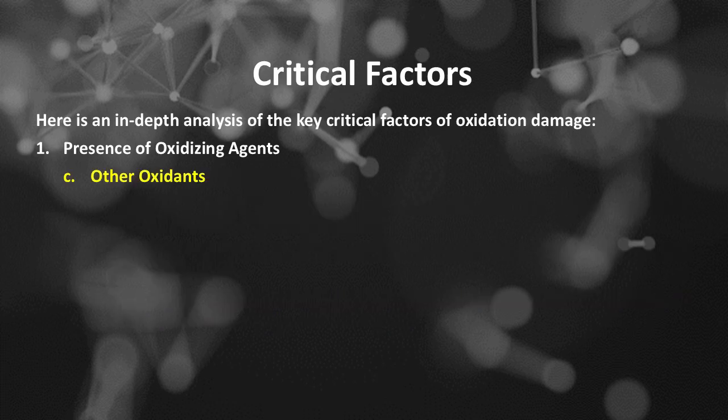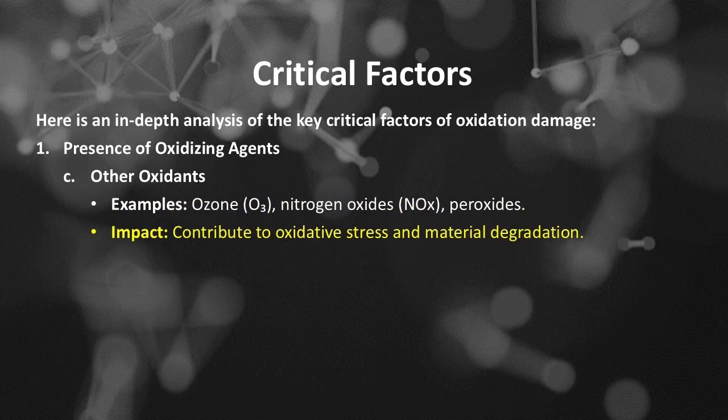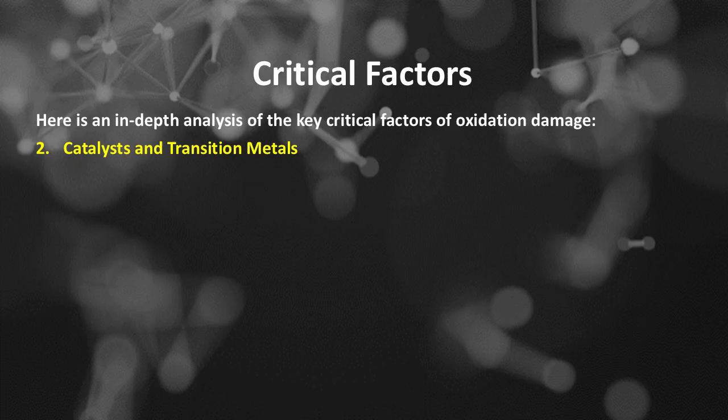Number C is other oxidants. Examples: ozone or O3, nitrogen oxides or NOx, peroxides. Impact: contribute to oxidative stress and material degradation. Number 2 of the critical factors of oxidation damage is catalysts and transition metals.